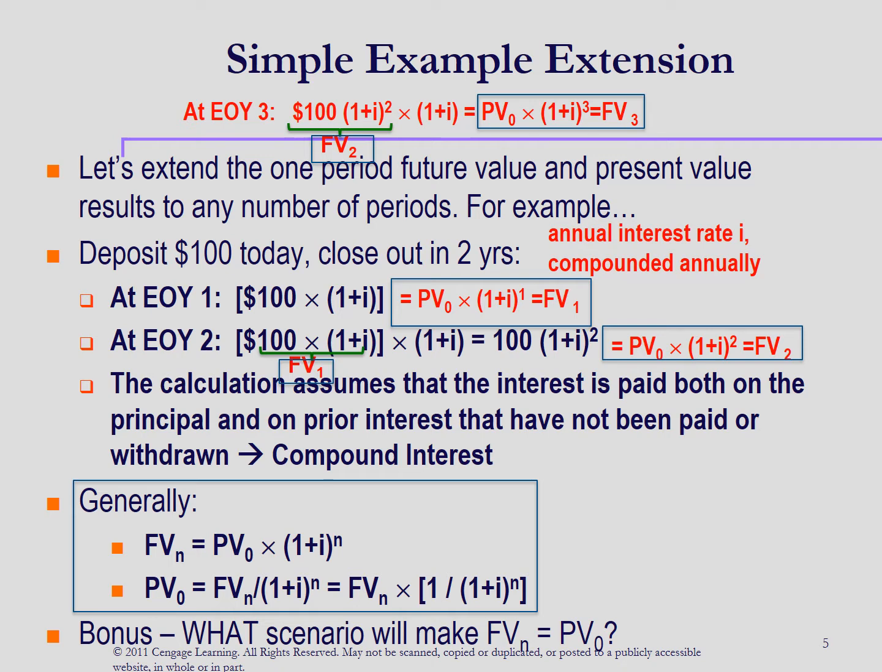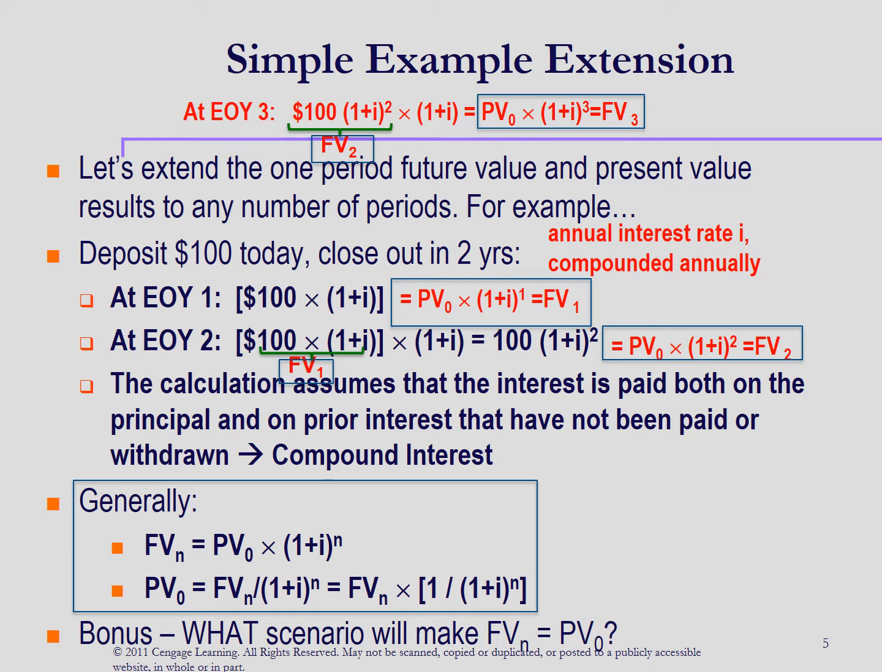Dividing both sides by 1 plus interest rate raised to power N, we arrive at the present value formula. The present value today is equal to the future value at the end of period N divided by 1 plus interest rate raised to power N, equal to future value at the end of period N times 1 divided by 1 plus interest rate raised to power N.